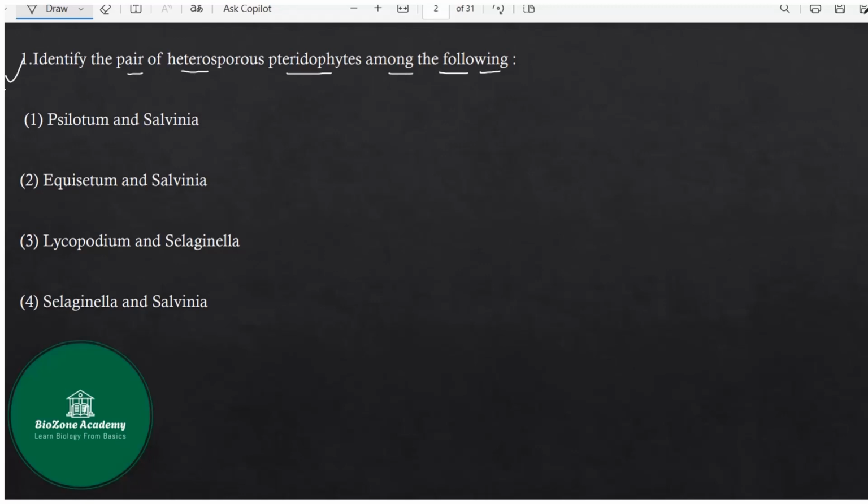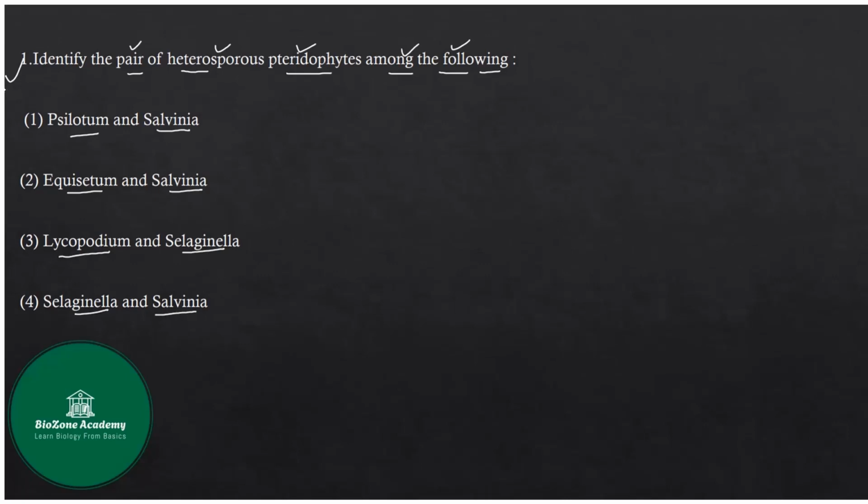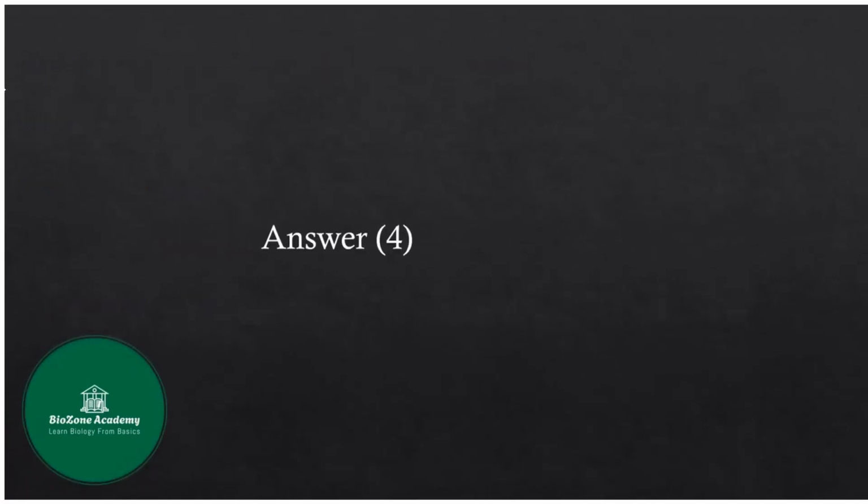Identify the pairs of heterosporous pteridophytes among the following. The options are: option 1, Xylotum and Salvinia; option 2, Equisetum and Salvinia; option 3, Lycopodium and Selaginella; and option 4, Selaginella and Salvinia. So the answer is option 4, Selaginella and Salvinia.